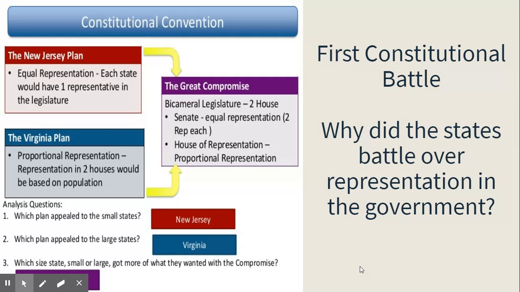Okay, bicameral legislature means that you have a two-house government. You have a Senate and you have a House of Representatives. The House of Representatives is going to be based off more like the Virginia type plan, meaning that your representation is going to be based off your population. But the Senate, everybody will have the same amount of votes, and they still do, and that is 2 votes per state. Okay, there's 2 senators per state.